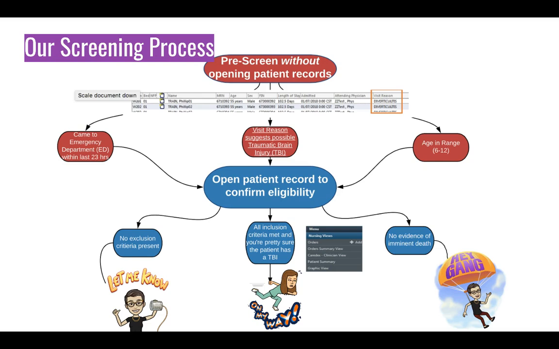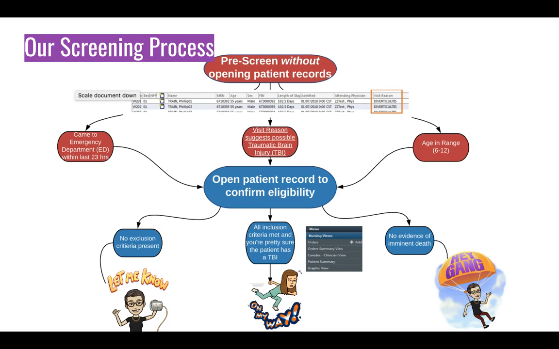And then once you've opened the patient record to confirm their eligibility, you need to make sure there are no exclusion criteria present. So like I said, if it said they were involved in a car accident, but then you looked in the chart and saw that they sustained no head injury, they just broke their arm, then that would be considered something that you need to get out of.